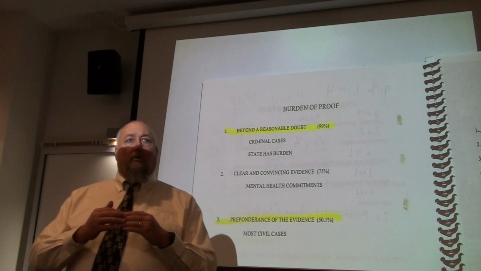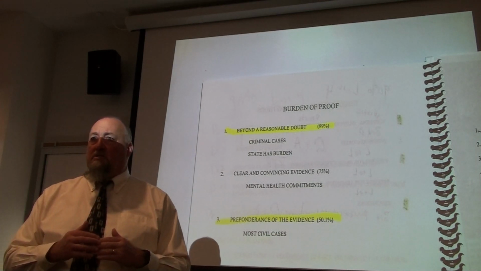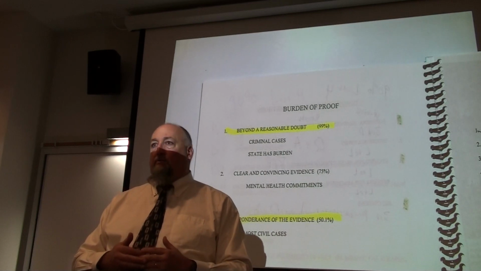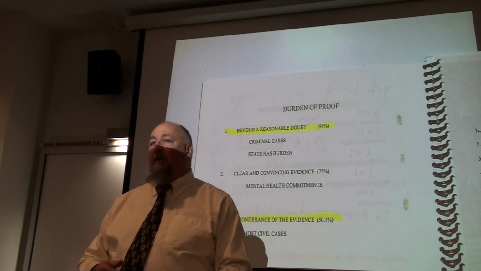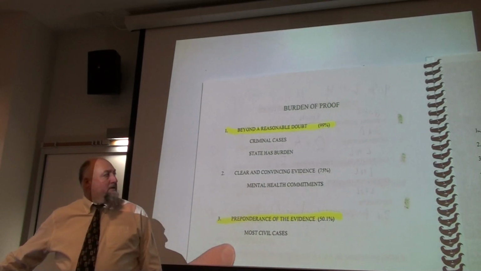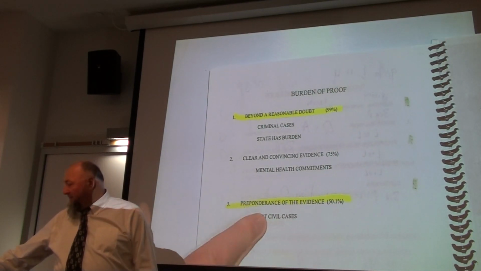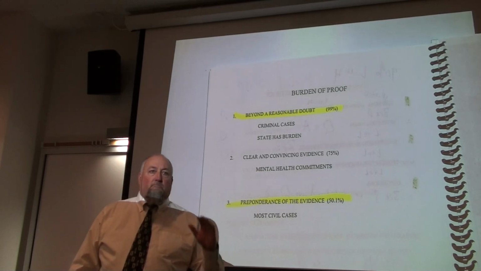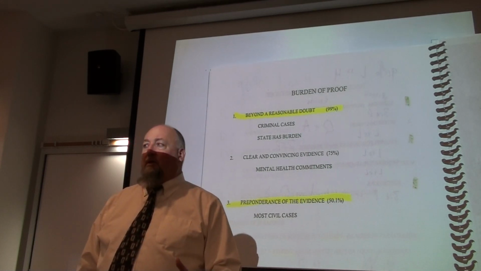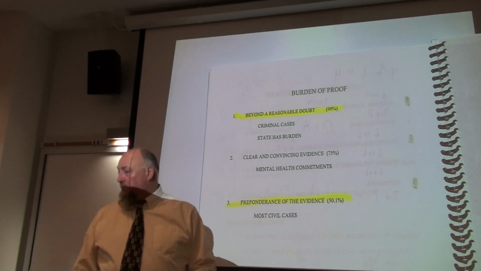The highest form, of course, is in a criminal case, and that is proof beyond a reasonable doubt, which is the highest standard we have. And then in a civil case, it's a much lower standard. It will typically be a preponderance of the evidence standard, which is much lower. It's like 50.1%. And that's what will apply in most civil cases.